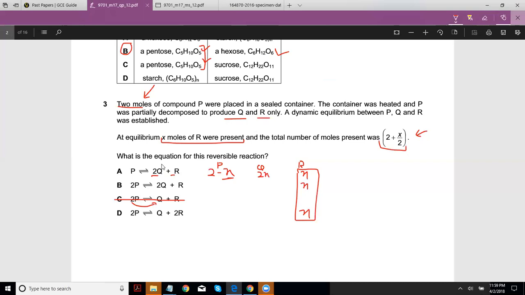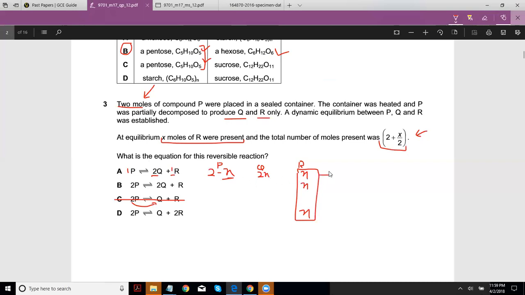Yeah. So basically, if x was half, and half moles of R were produced, because the ratio is 1:1, half moles of P had to be used up. And if you look at Q and P, if 1 mole of Q was produced, then you would subtract half of P, because it's 1:2, so just half of P would be enough to produce 1 mole of Q. So that's how this fits.